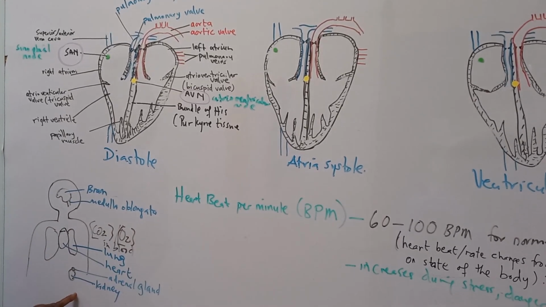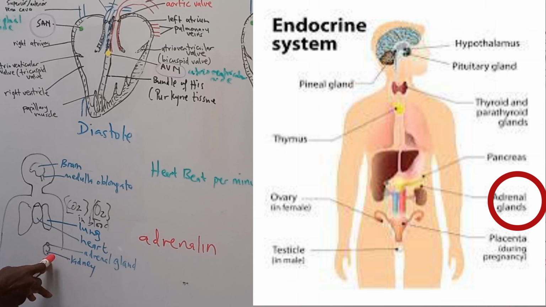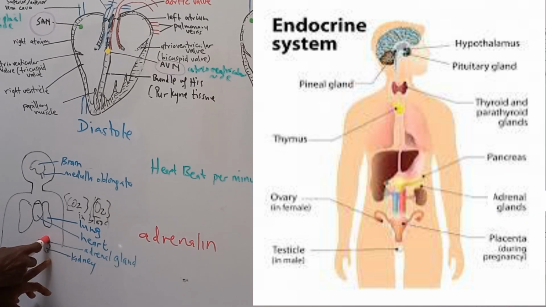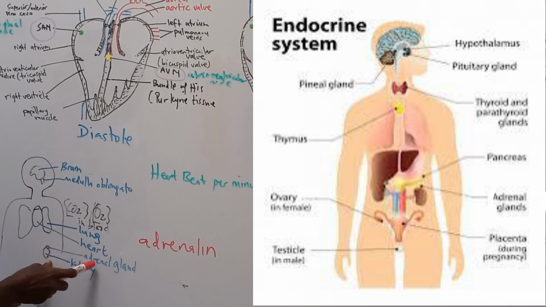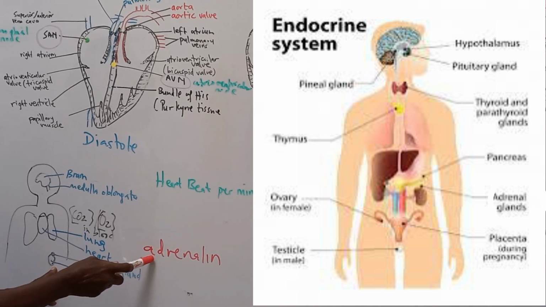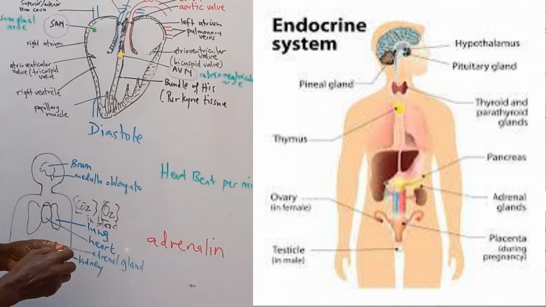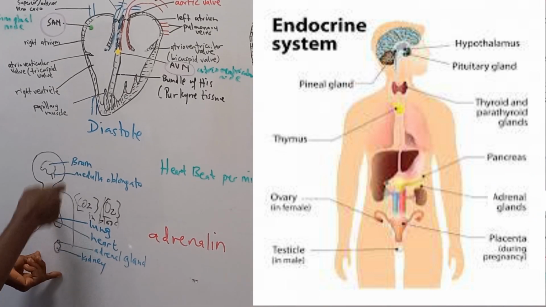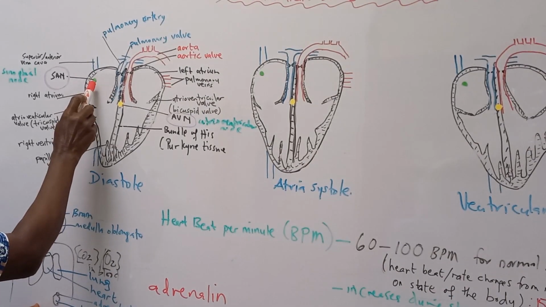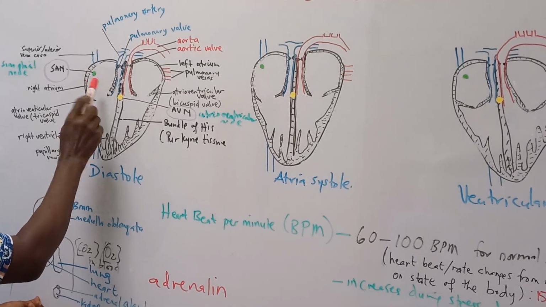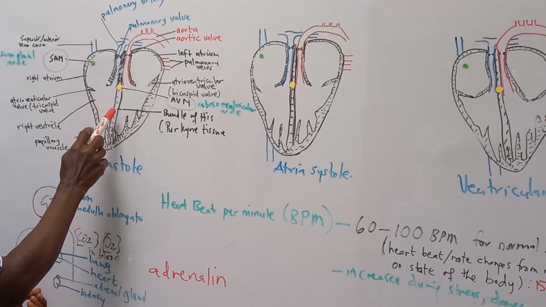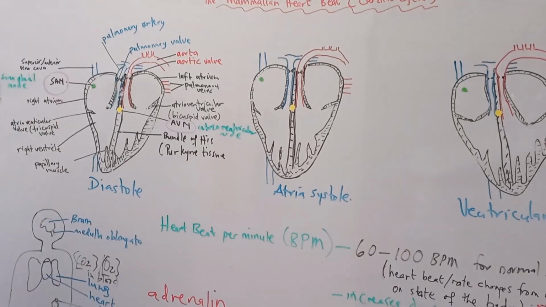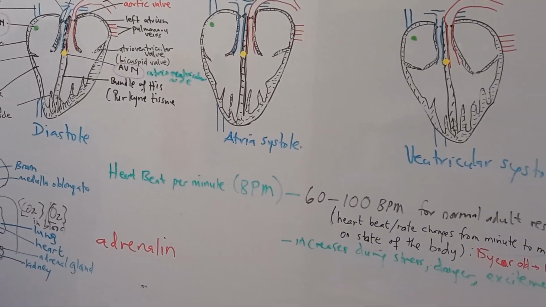Then there's also another structure. This one is the adrenal gland, a hormonal gland sitting on top of the kidney. This adrenal gland will produce the hormone adrenaline into the blood, and adrenaline also causes the sinoatrial node to contract and relax fast, so that the heartbeat will increase more than the normal resting heartbeat.